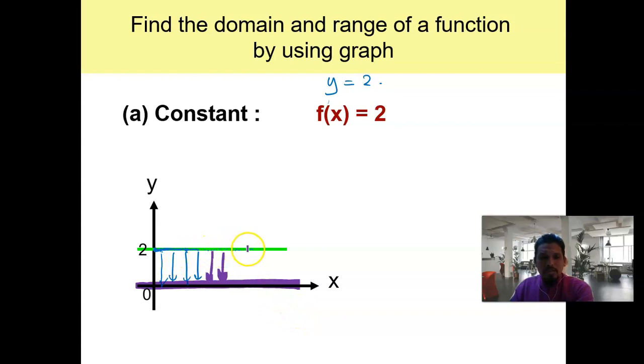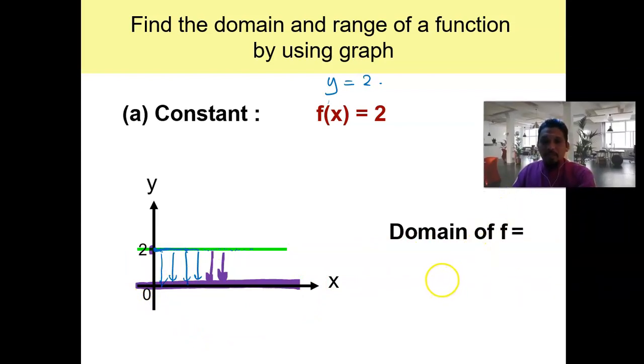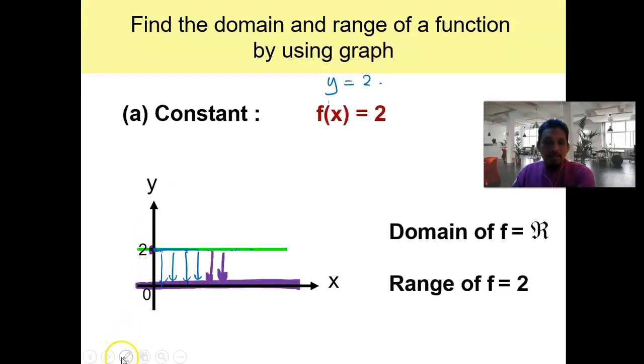This line, the coordinate of y is just being mapped to the value of y, which is equal to 2. So the domain of this function f is R. R is the real numbers, from negative to positive infinity. And the range of f is, we refer to the value of y being mapped to the value of y, which is equal to 2.